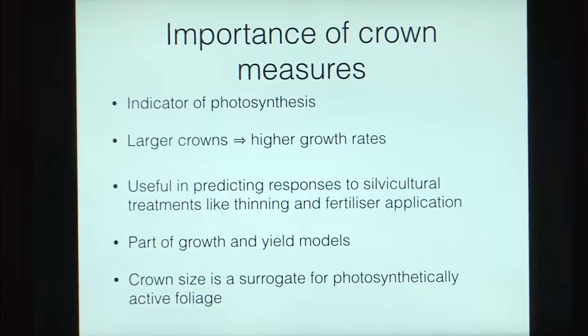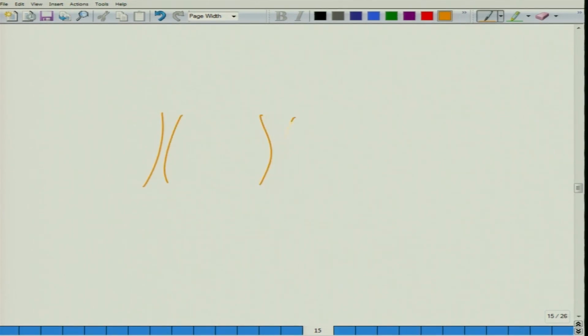So, now what is the importance of crown measures? One, they are the indicators of photosynthesis, as we have seen. Larger crowns are able to perform more photosynthesis and thus get more biomass. So, these will correspond with higher growth rates. Now, the crown measurements are useful in predicting responses to silvicultural treatments like thinning and fertilizer application. So, in the case of thinning, what we do is we take a stand.